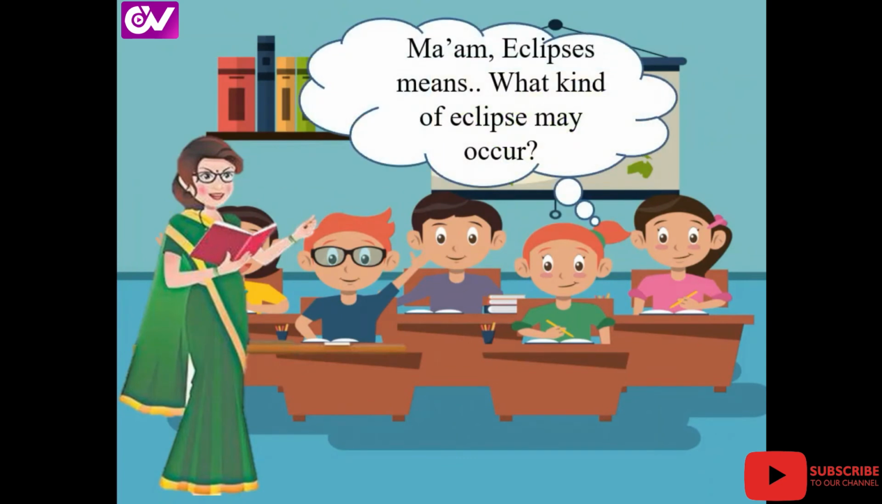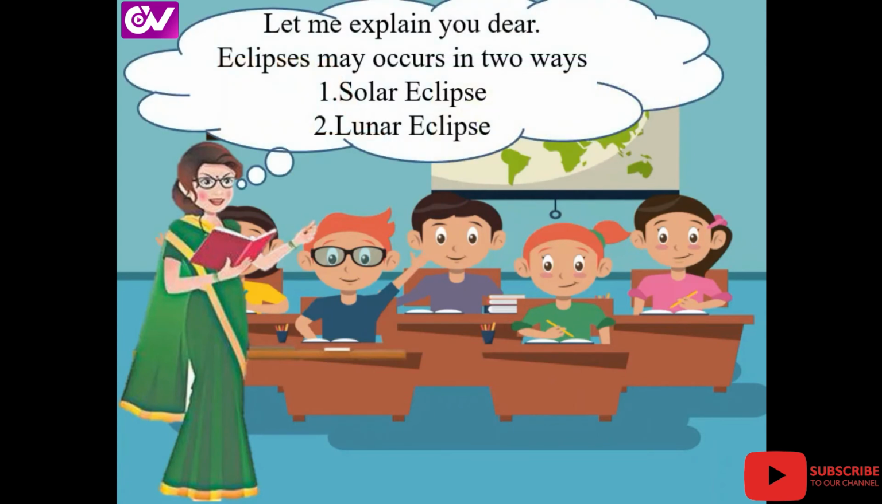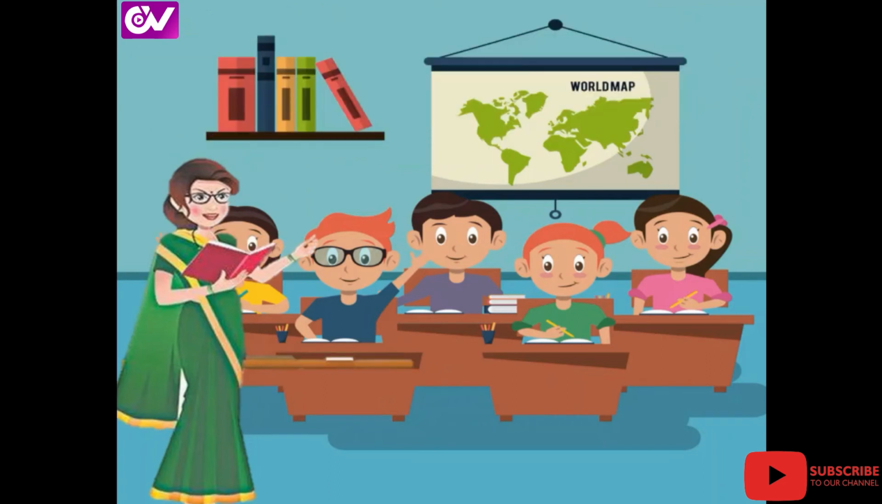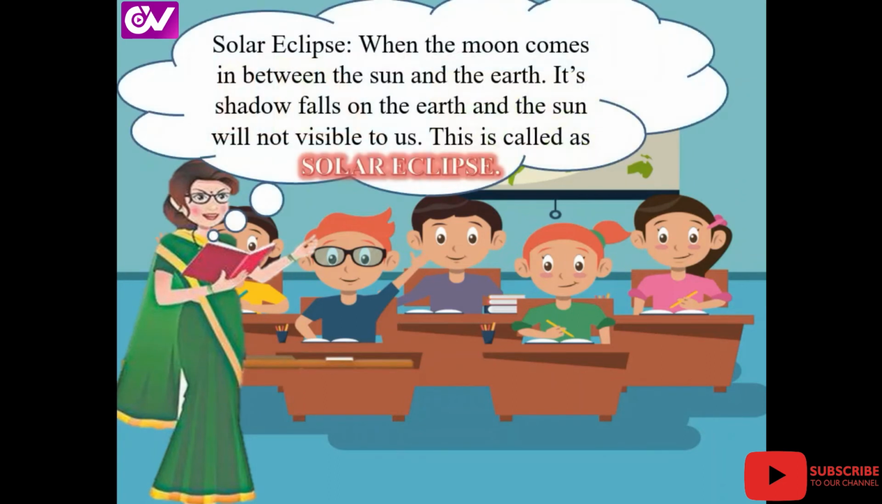Ma'am, what kinds of eclipse may occur? Let me explain to you, dear. Eclipses may occur in 2 ways. 1. Solar eclipse and 2. Lunar eclipse. So this occurs in 2 types, that is solar eclipse and lunar eclipse. First let us see about solar eclipse.